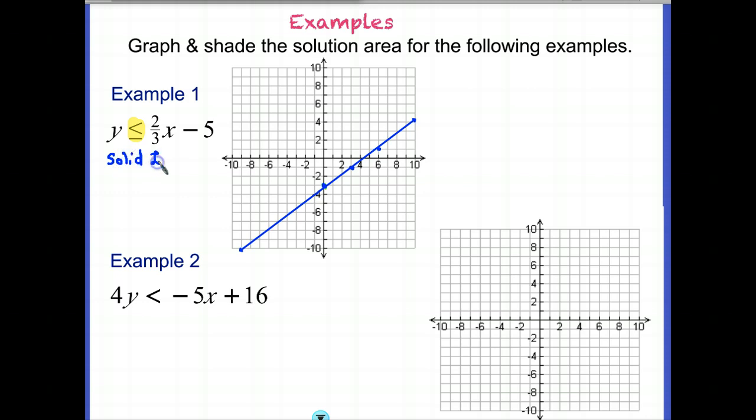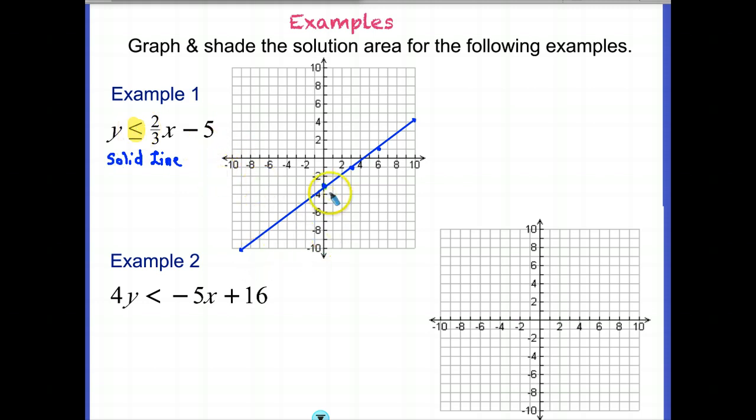Okay, and that means that all the coordinate points on my line are also going to be solutions to this problem. So where do I need to shade, above or below? In this situation, it's easy to look at this and figure it out. We want all the y values that are less than this function, 2/3 x minus 5.